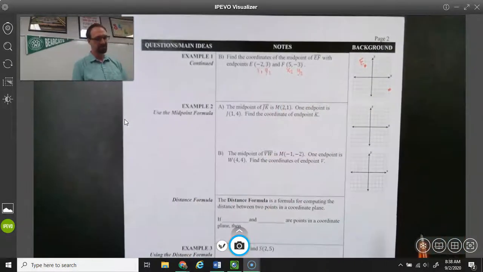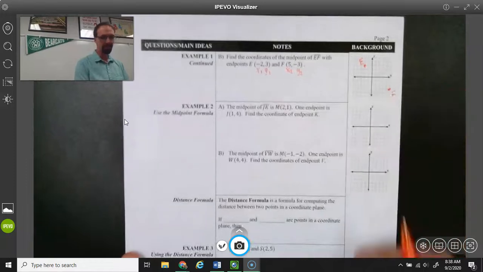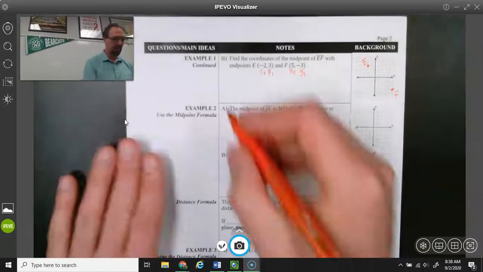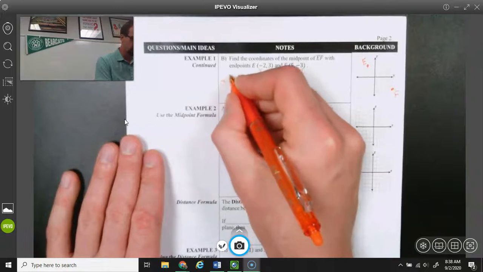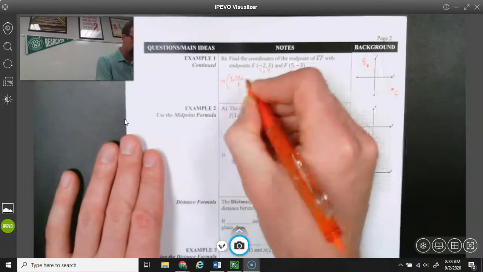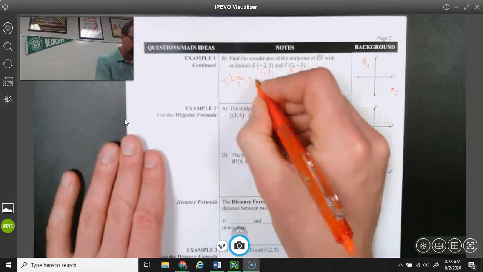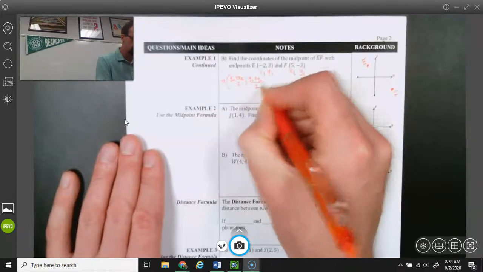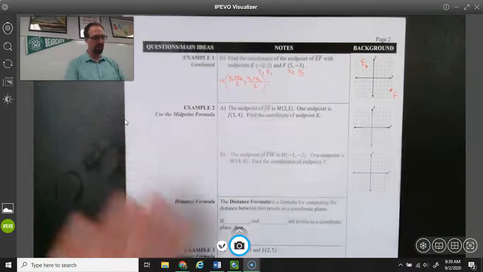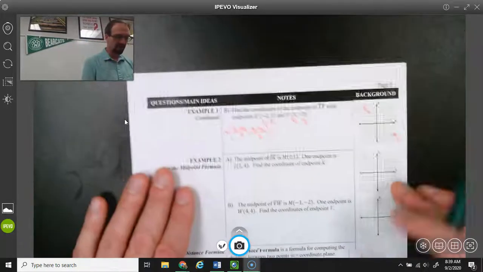Perfect. All right. That's f. So now I'm trying to find the midpoint. So again, copying down my midpoint formula from the other side: x sub 1 plus x sub 2 divided by 2, comma, y sub 1 plus y sub 2 divided by 2. So when I go through and solve this, if I plug in my values or my points, I'm going to go ahead and do that in green.